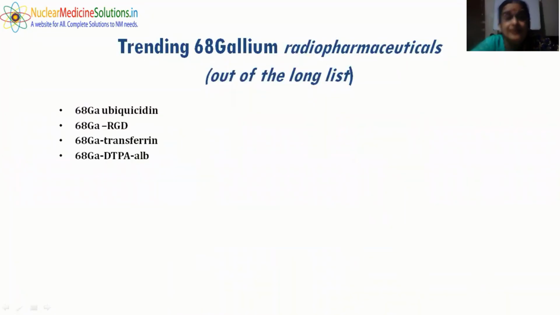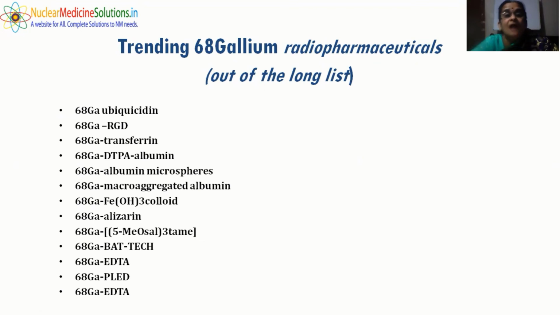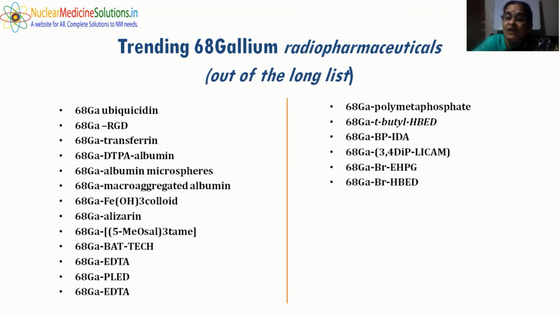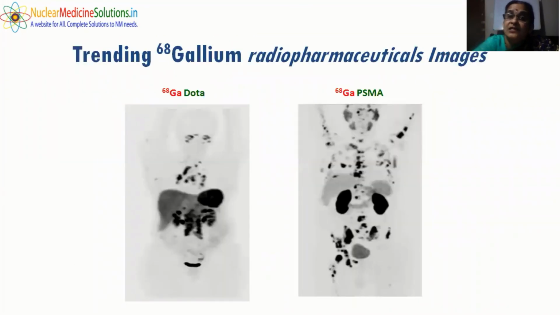So, which are the trending gallium-68 radiopharmaceuticals? Out of such a long list, you can see ubiquicidin, RGD, transferrin, BTP, albumin, albumin microspheres, macroaggregated albumin, Fe(OH)3 colloid, alizarin, and so on. The list is very long. But the very important ones, the heroes of gallium-68 radiopharmaceuticals, are gallium-68 DOTA and gallium-68 PSMA.